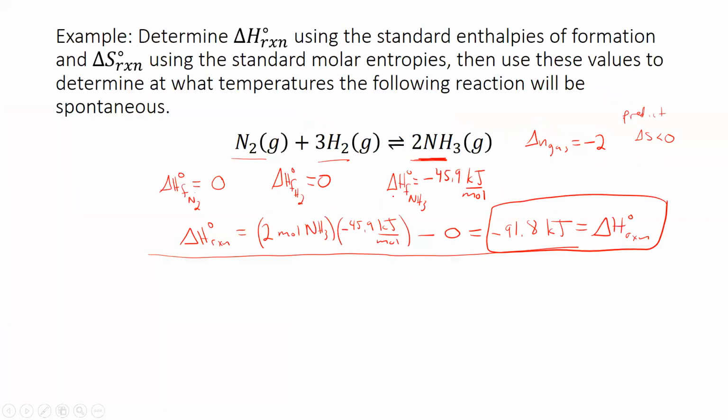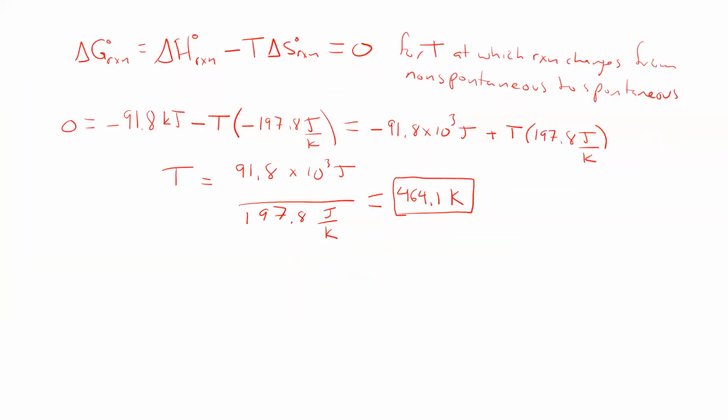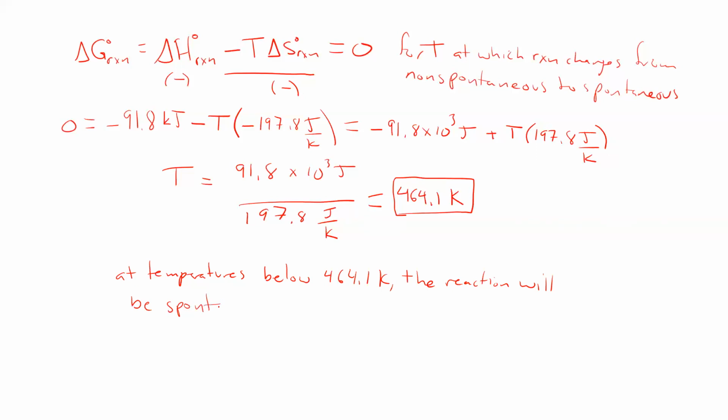But if we review the question now, at what temperatures will this reaction be spontaneous? We can come back down here and say, based on the equation up here, the minus T delta S, we want our temperatures to be small because our delta H is negative and so is delta S. So we want the temperature to be low. So at temperatures below 464.1 Kelvin, the reaction will be spontaneous. Okay, and that would be how you'd phrase that.